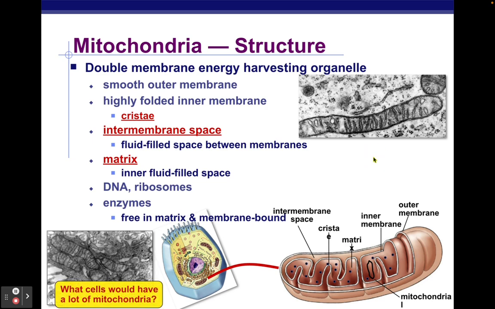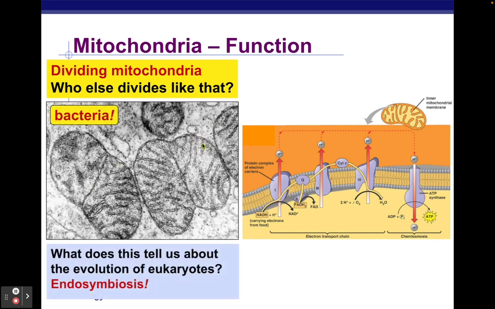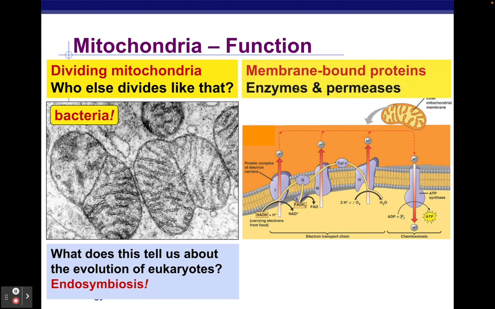Again, what cells do you think would have a lot of mitochondria? What do you guys think? Okay, dividing mitochondria. So they divide just like prokaryotic cells. Yep, bacteria. And what does this tell us about evolution? We had talked briefly about the endosymbiotic theory, where we thought that prokaryotic cells engulfed mitochondria and chloroplasts because they do have their own DNA and they do have their own mechanisms for reproducing. They reproduce independently of a cell. So that talks about endosymbiosis.